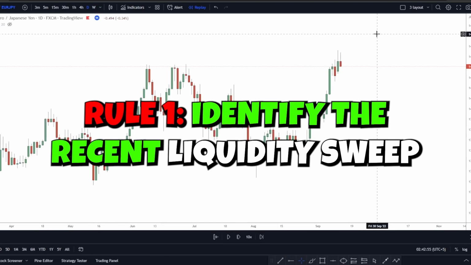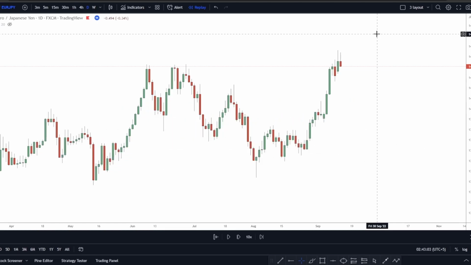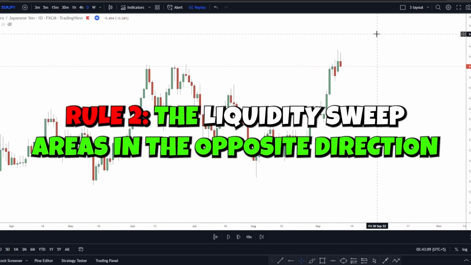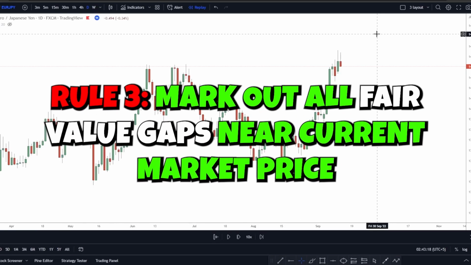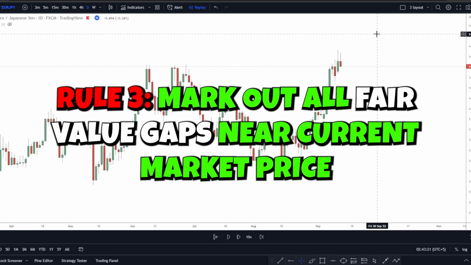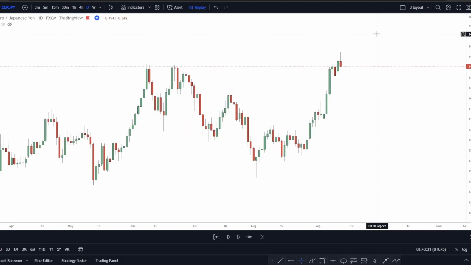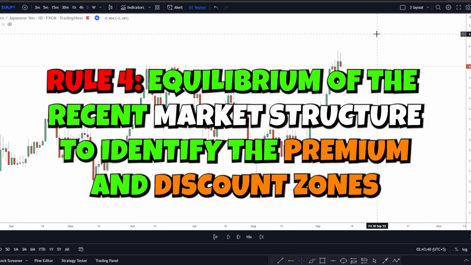The first one is we have to identify the recent liquidity sweep. Once we identify the recent liquidity sweep, we're also gonna identify the liquidity sweep areas in the opposite direction and we will call it resting liquidity. Then the third rule will be we have to mark out all fair value gaps near current market price, and then we're gonna need equilibrium of the recent market structure to identify the premium and discount zones.